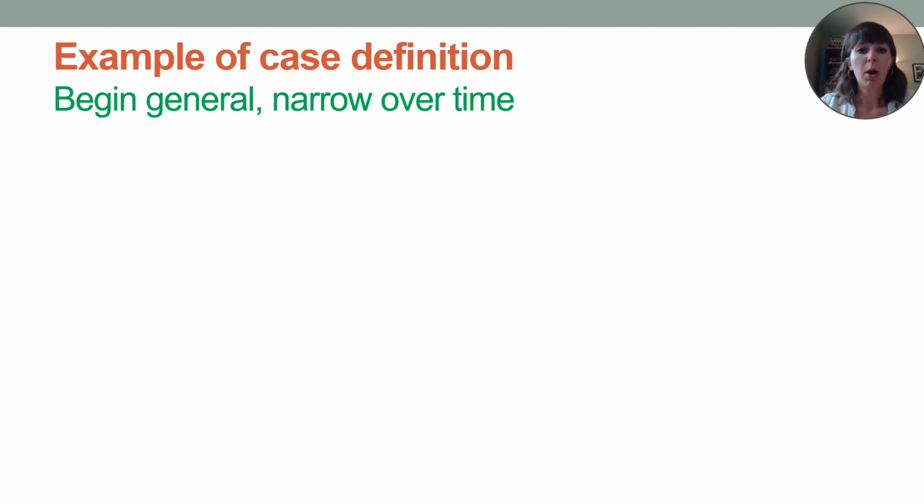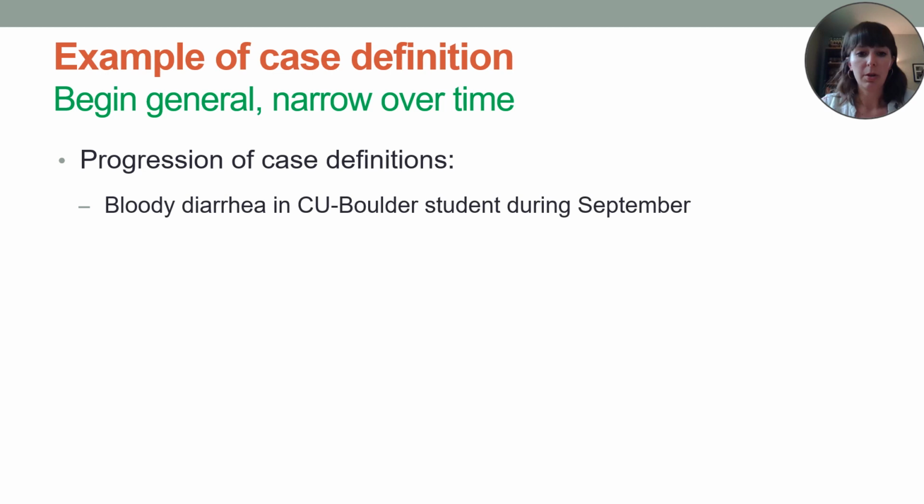The example we're going to walk through comes from Boulder in 2008. In this example, CDPHE was first notified of cases of bloody diarrhea, all among students who had attended the same party at CU Boulder during September of 2008. So this first definition included bloody diarrhea among students of CU Boulder in September.